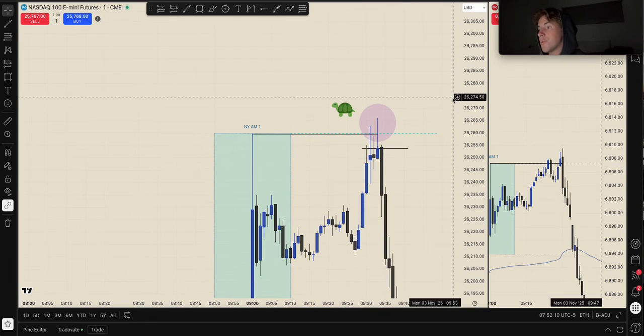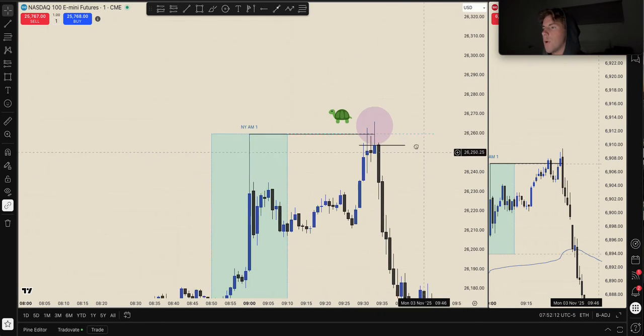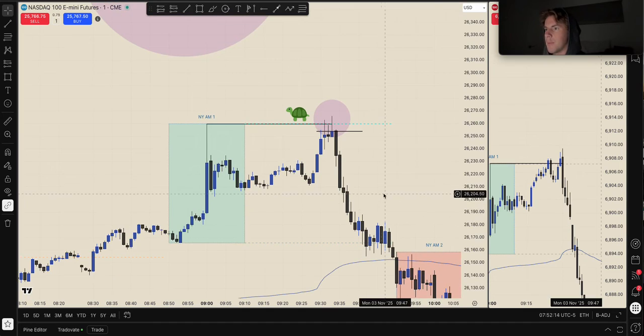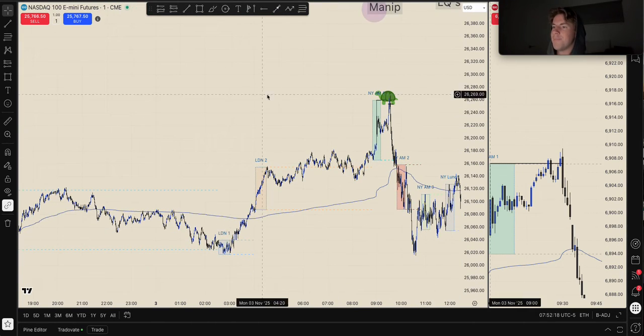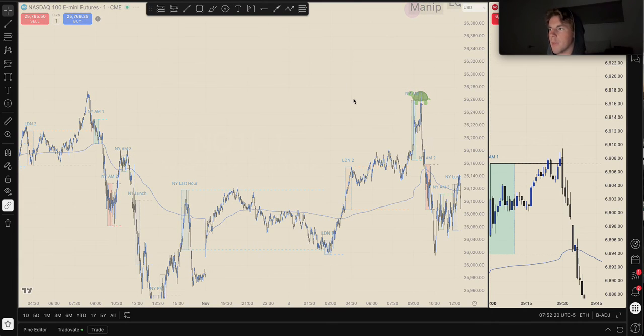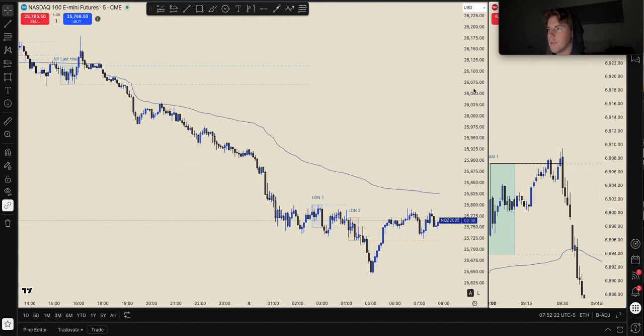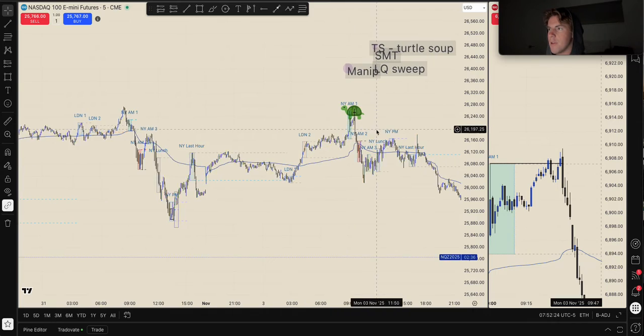Now, we can use them both the same kind of way. So, boom, you've got your manipulation. You can use it for continuation or reversal. This one is a big reversal. If we can just load up the 5.